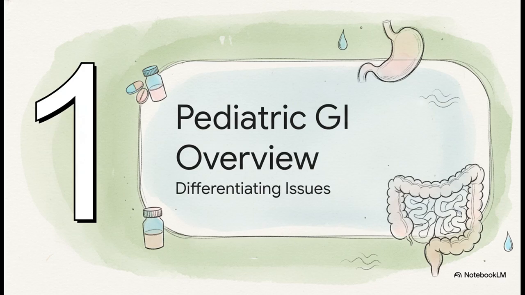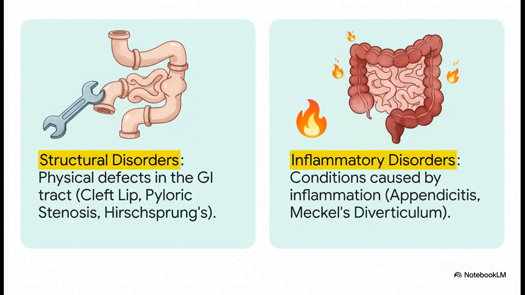All right, first things first, let's make this simple. When you think about pediatric GI issues, they really fall into two main buckets. And if you can get this basic difference down, everything else we talk about is going to make so much more sense. Okay, so on one hand, you've got your structural disorders. I want you to think of these as, well, plumbing problems. These are physical defects, a part isn't formed right, or there's a blockage. They're often congenital, meaning the baby is born with it.